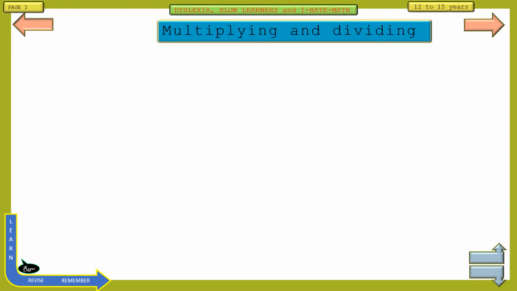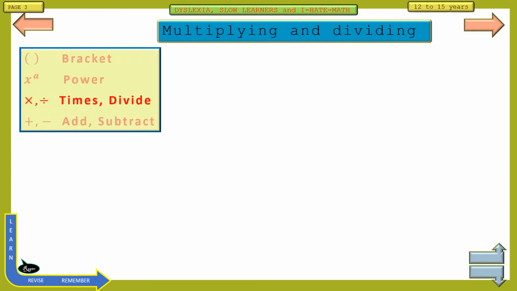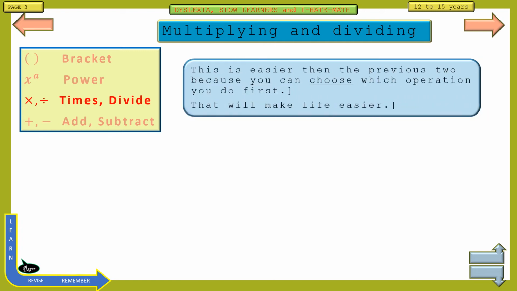Number 3 on the list, multiplying and dividing. There it is, and I've highlighted it for you. I am so kind to you, it's unbelievable. This is easier than the previous two because you can choose which operation you do first. That will make life easier.